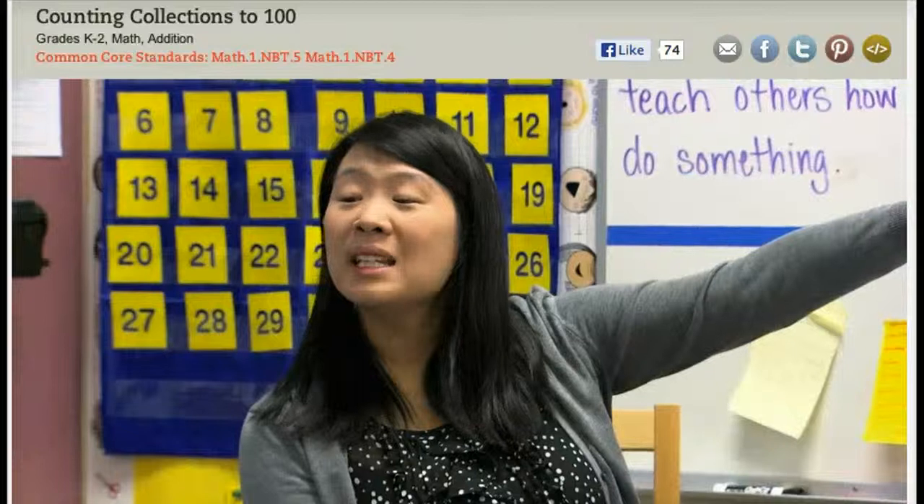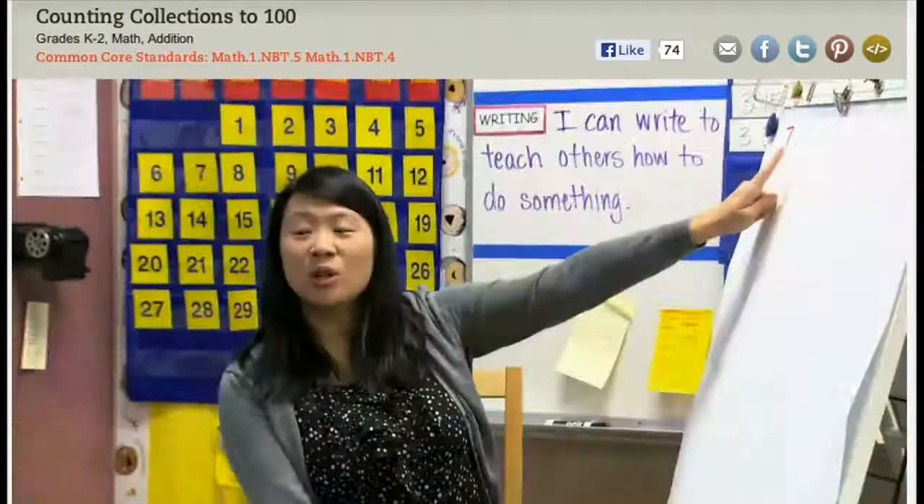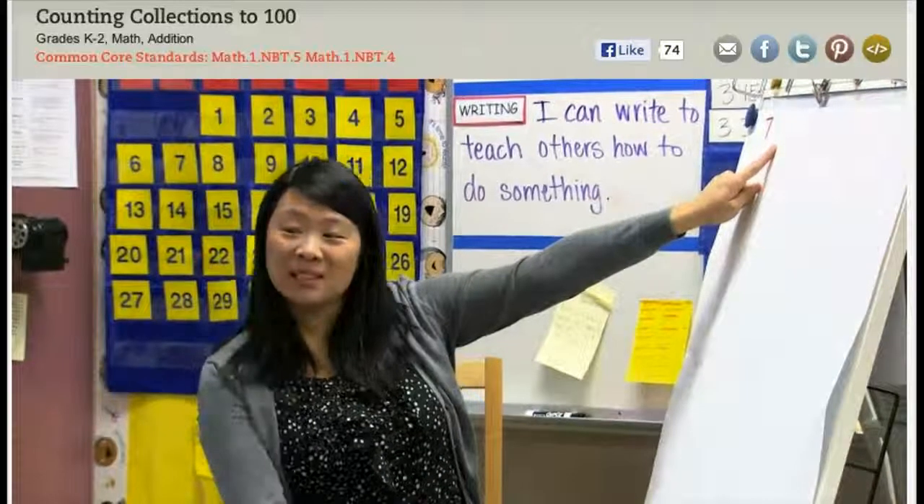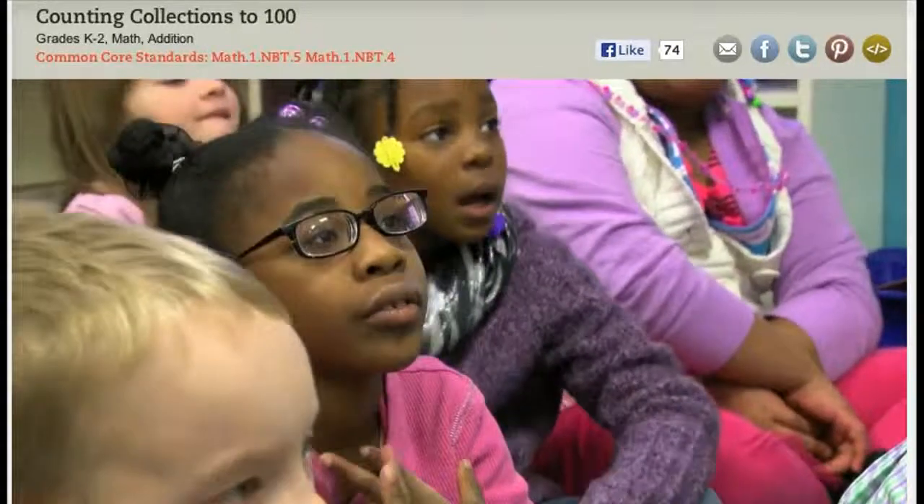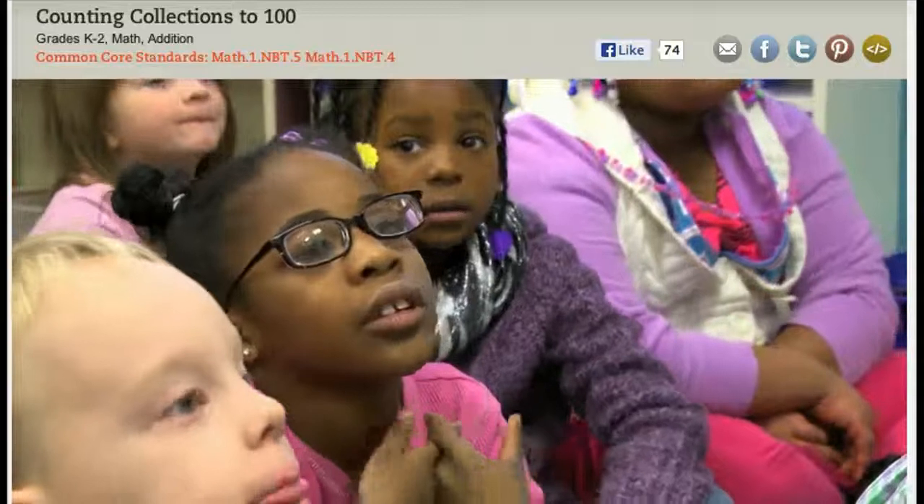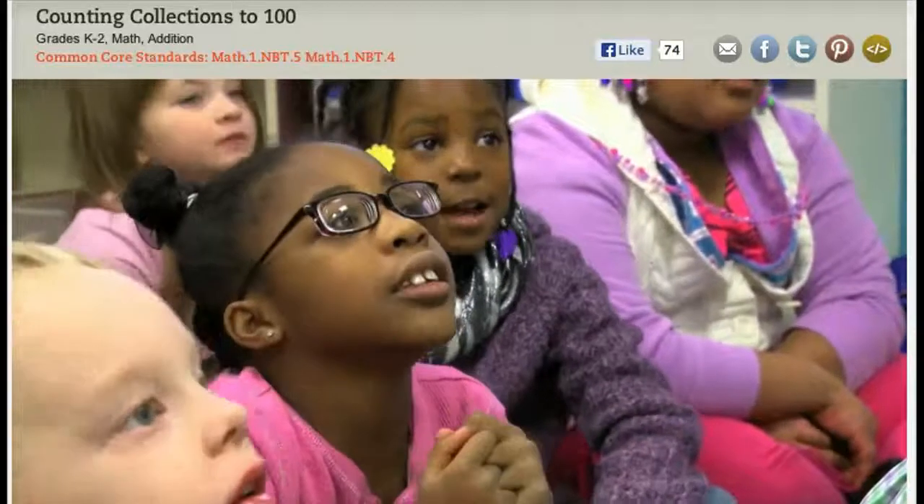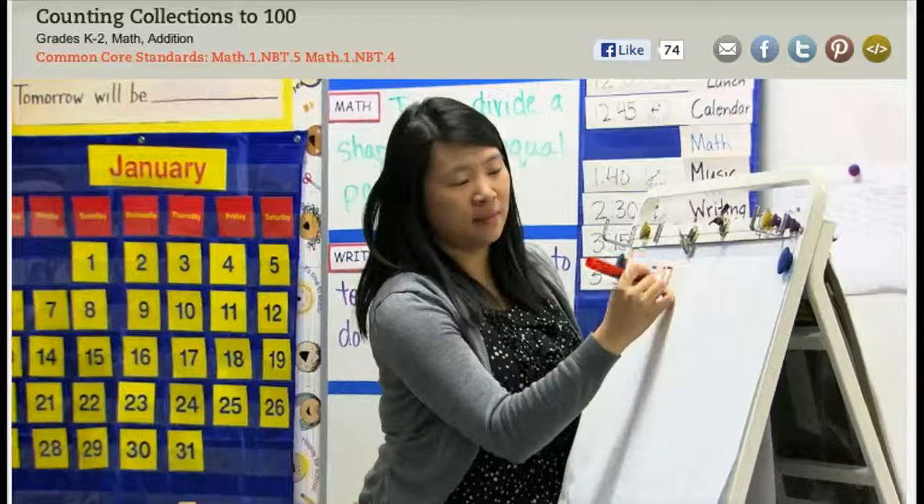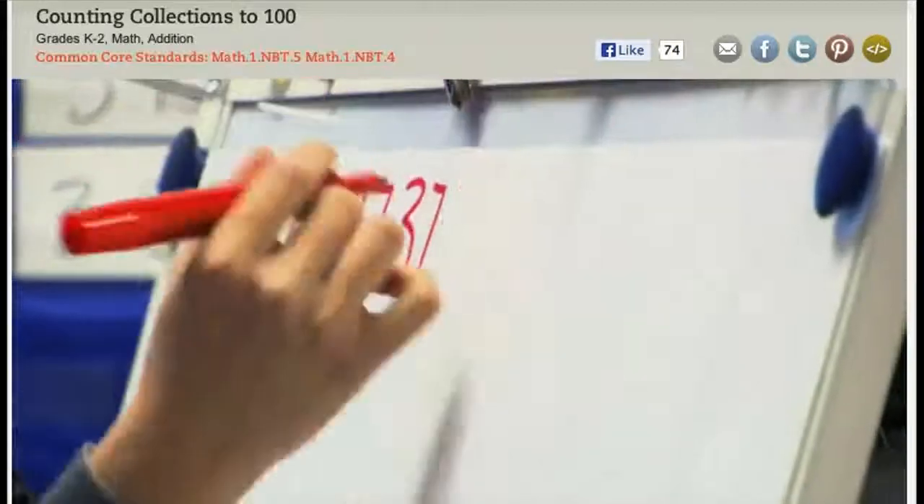Right now I see 7. What would come next? 17. So what do you think comes next? 17. And then what comes next? 27. Okay, do you agree? Okay, let's go ahead and write that. So ready? 7. 17. 27. Then they keep going from that point on.